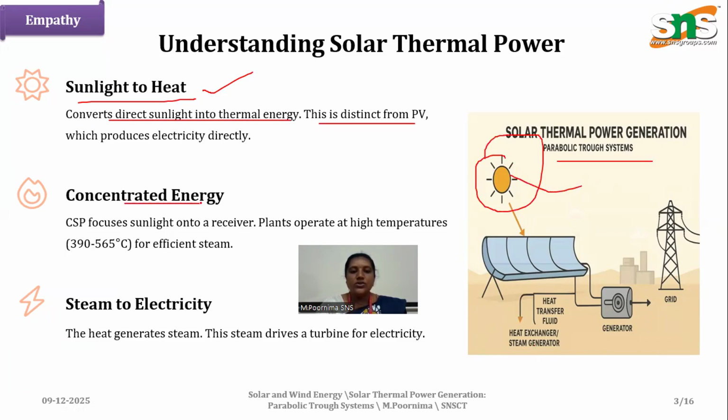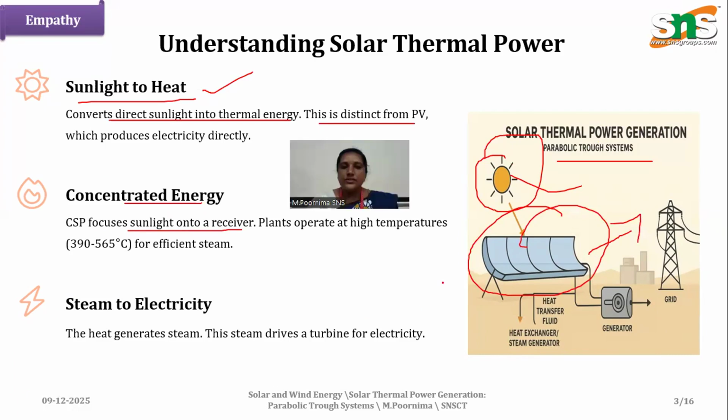Then the next one is concentrating technologies. Here concentrated energy focuses sunlight onto a receiver. Here we can see the receiver, and the receiver plant operates at high temperatures, 390 to 565 degrees Celsius, for efficient steam.